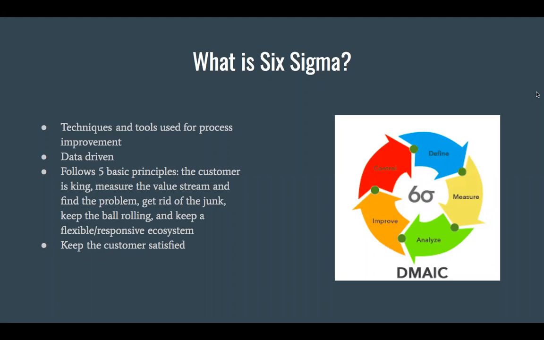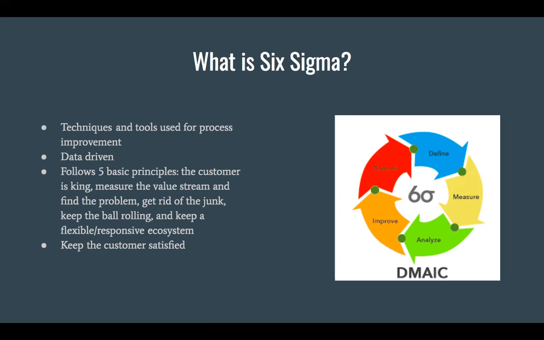To achieve Six Sigma statistically, the company must not produce more than 3.4 defects per 1 million opportunities. A defect in this case is considered as anything that is outside of a customer's specifications. An opportunity is defined as the total quantity of chances for a defect. This strategy is based on five basic principles.